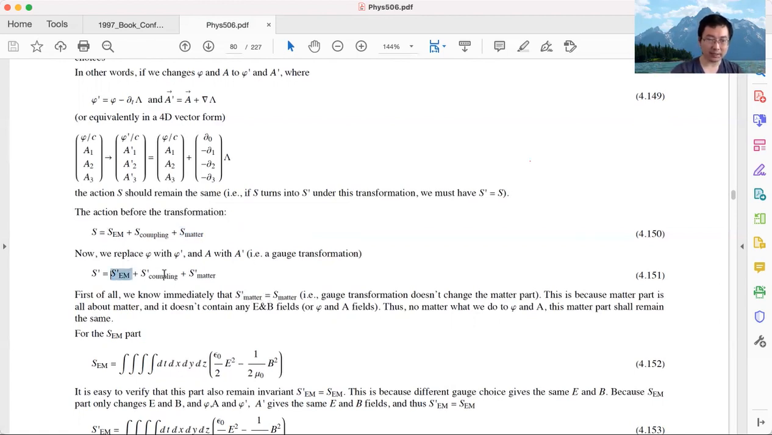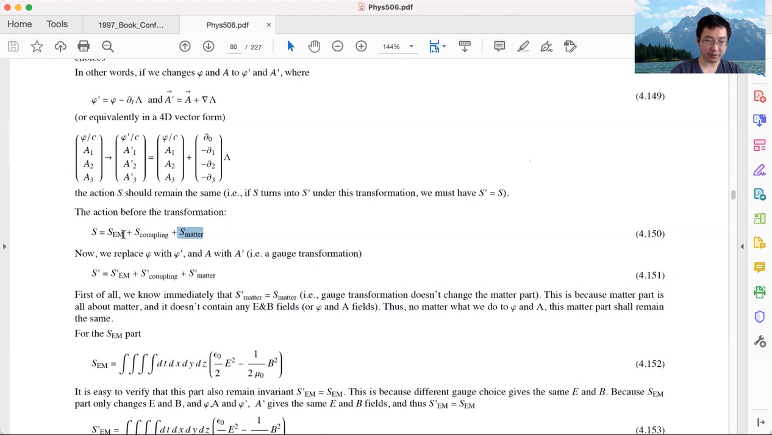What we need to look at is the first two terms. The first two terms, indeed, depend on phi and A. So we need to ask, how do they change under the gauge transformation? And how can we make sure that they don't change under the gauge transformation? The matter part is taken care of automatically.